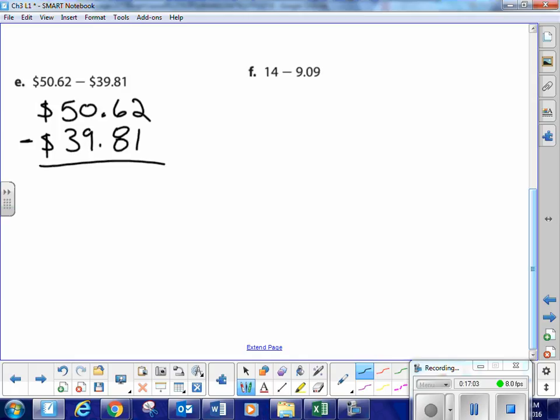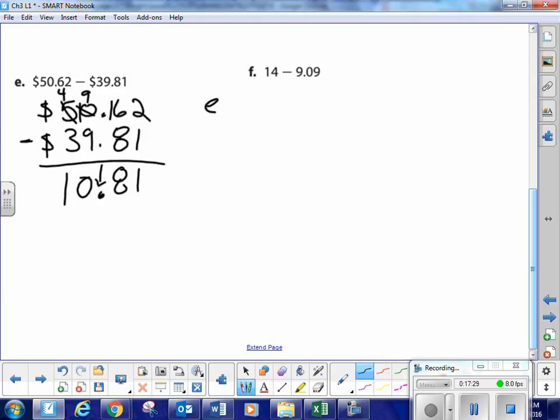All right. 2 minus 1 is 1. 6 minus 8 we cannot do. We cannot borrow from the 0, so we have to regroup all the way over here. Cannot regroup from the 0. All right. 10, 9, we have to regroup again. 16 minus 8 is 8. Bring down the decimal point because that's all you need to do, right? And if you want to draw that, that's fine. 9 minus 9 is 0. And 4 minus 3 is 1. 4 minus 3 is 1.